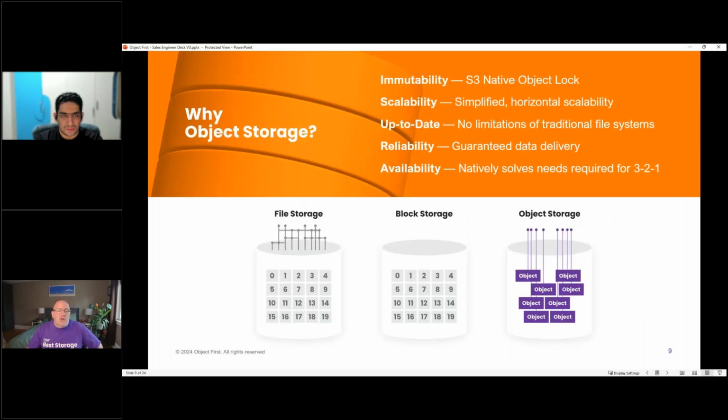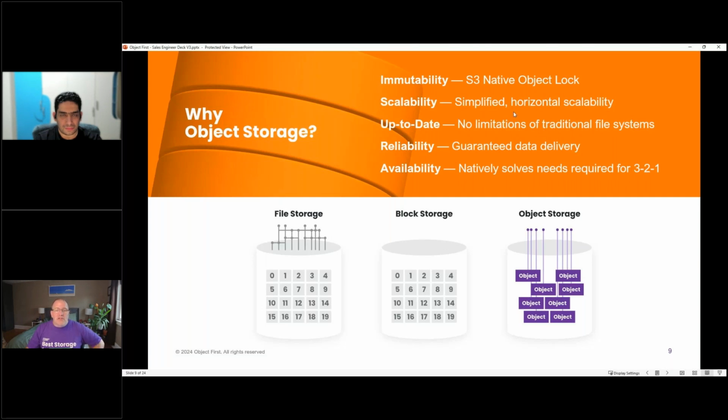Okay, so why object first storage? I'm kind of repeating myself, but that's the marketing rule. So it's S3 native object lock, by the way. When we talk about immutability, how is it doing it? It's using the S3 native object lock. So nothing's being invented here. This is all a known capability.